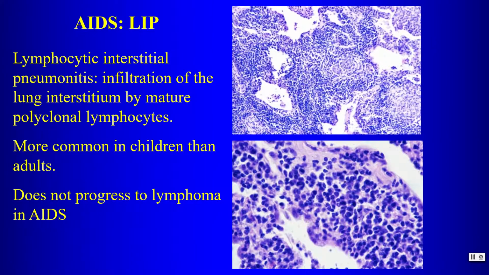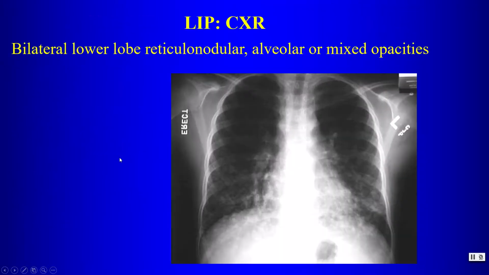But for LIP, lymphocytic interstitial pneumonitis, here there's infiltration of the lung interstitium by mature polyclonal lymphocytes. So that differentiates this from lymphoma. These are polyclonal lymphocytes as opposed to lymphoma, which is not polyclonal. So this usually does not progress to lymphoma in patients with AIDS.